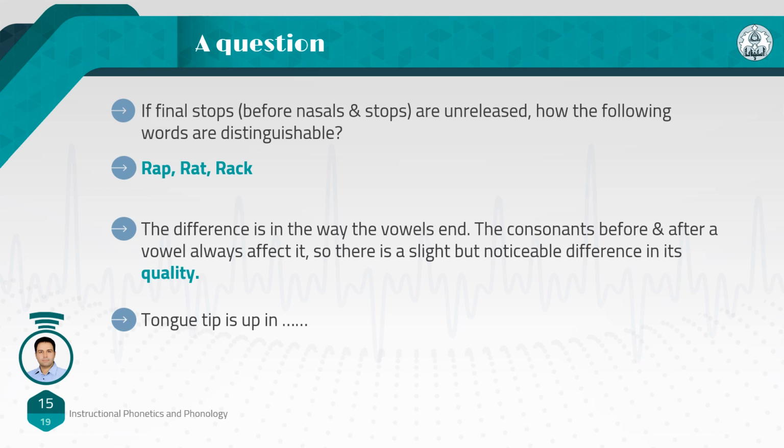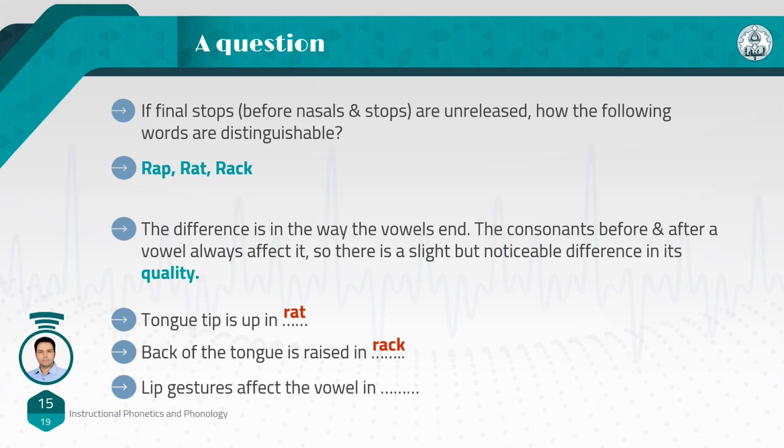Yes, in rat, the tongue tip is up. In another one, the back of the tongue is raised. Rap or rack? In which one is the back of the tongue raised? Rack or rap? Yes, in rack, you can see that the back of the tongue is raised. And the last one, lip gesture affects the vowel.